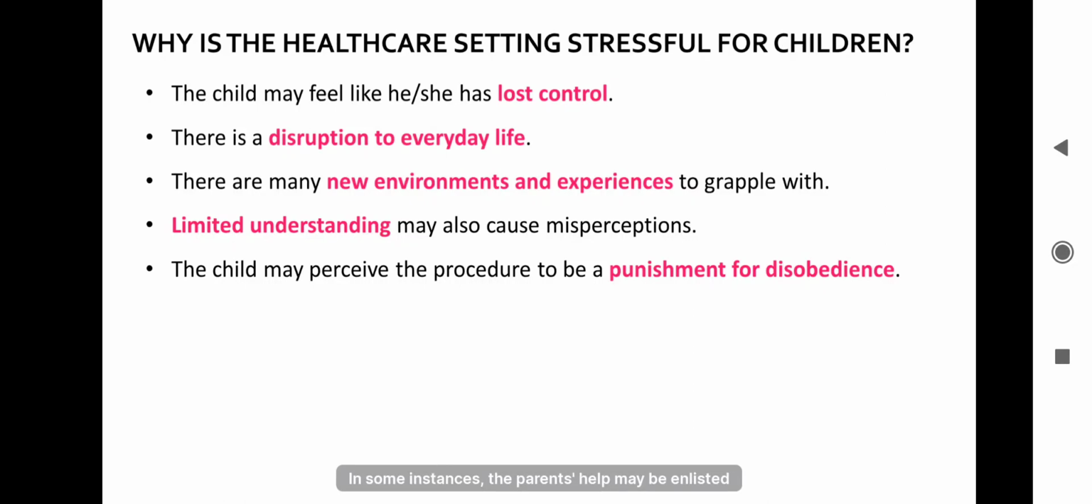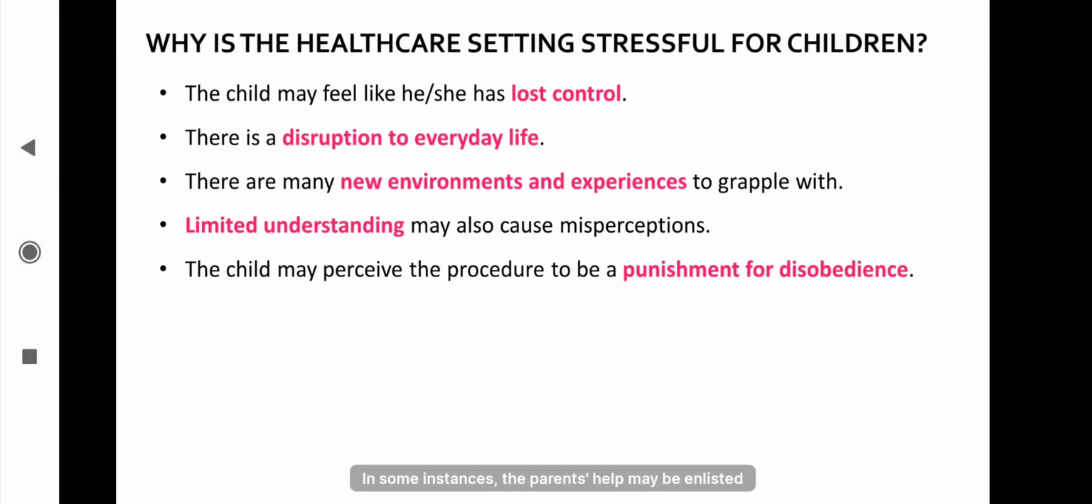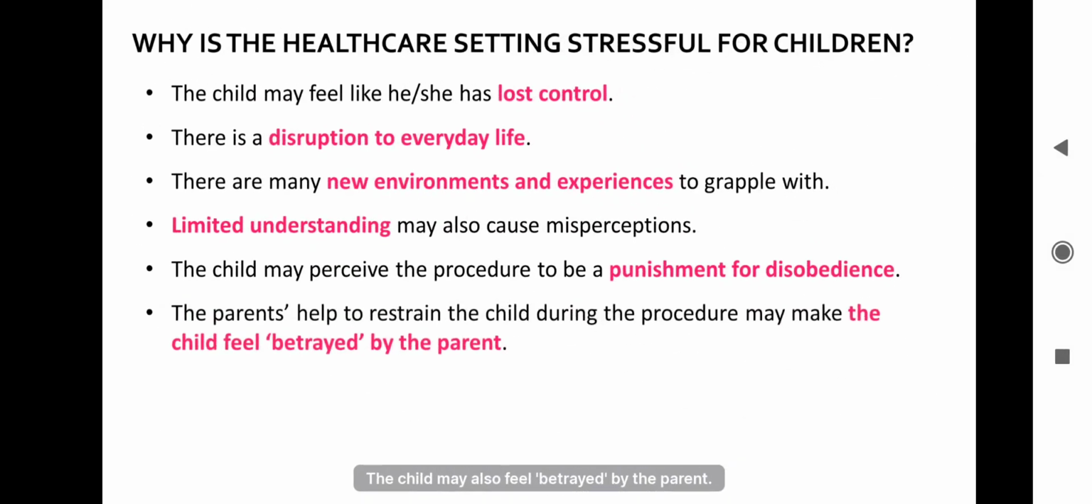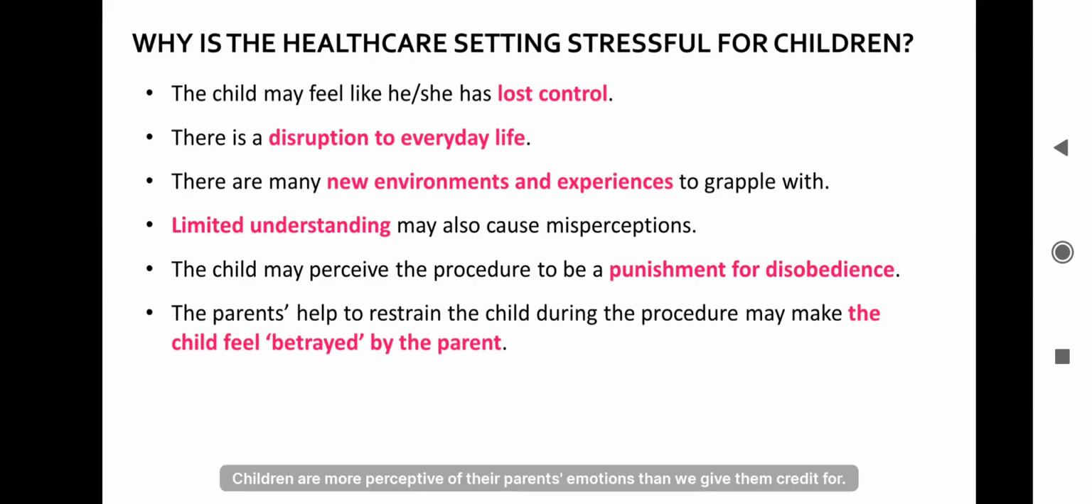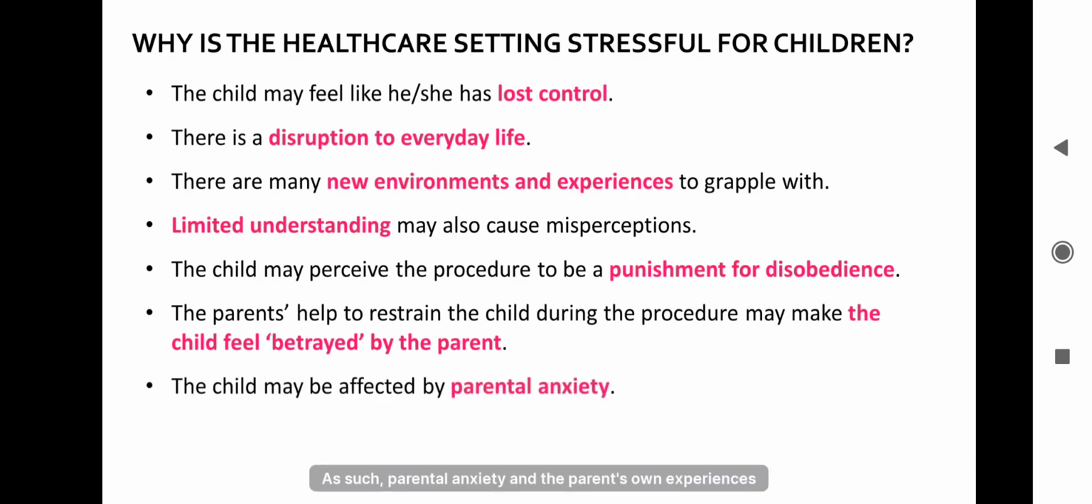In some instances, the parent's help may be enlisted to restrain the child during the procedure. This can further reinforce to the child that they are being punished. The child may also feel betrayed by the parent. Children are more perceptive of their parents' emotions than we give them credit for. They may also be more affected by their parents' emotions than we are aware of. As such, parental anxiety and the parent's own experiences may also shape the child's feelings surrounding the experience.